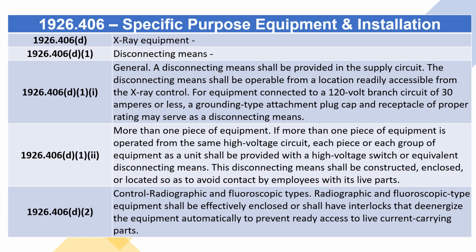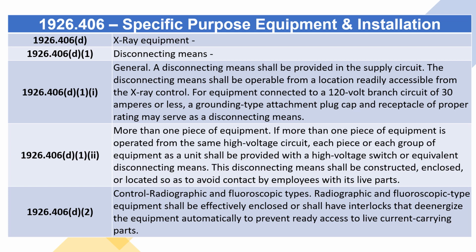1926.406 D1 1. General. A disconnecting means shall be provided in the supply circuit. The disconnecting means shall be operable from a location readily accessible from the X-ray control. For equipment connected to a 120-volt branch circuit of 30 amperes or less, a grounding type attachment plug cap and receptacle of proper rating may serve as a disconnecting means.